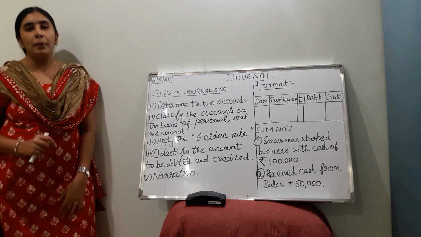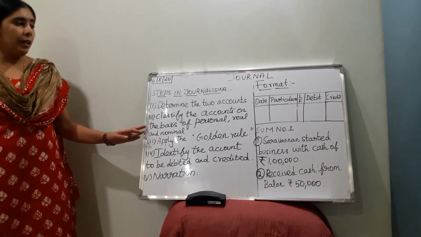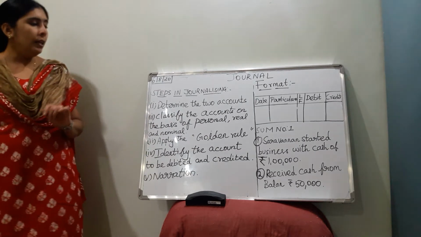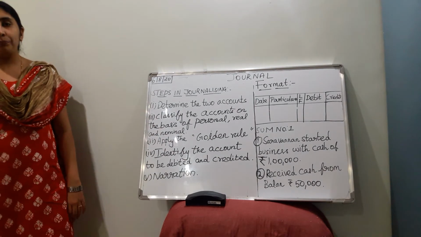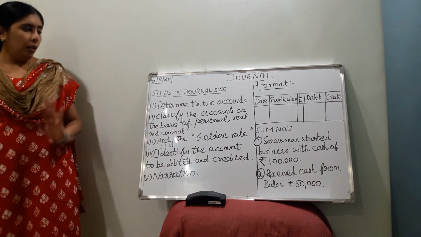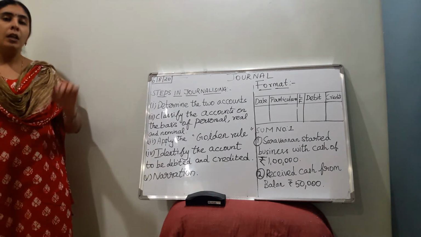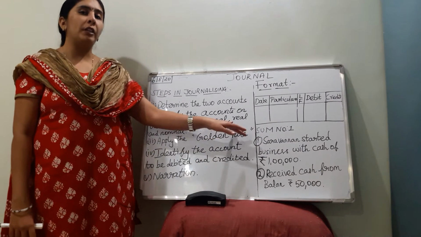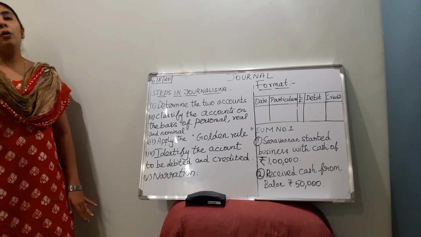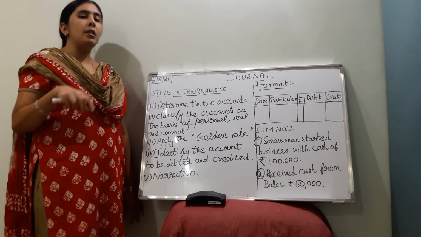I would like to repeat it again. First, you have to determine the two accounts. Then we have to classify the accounts on the basis of personal, real and nominal. Then you have to apply the golden rule. Then we have to identify which account is to be debited and which account is to be credited, which is completely based on the golden rule and the classification of accounts. Then we have to write the narration below the entry. Only then is the complete journal entry process over.